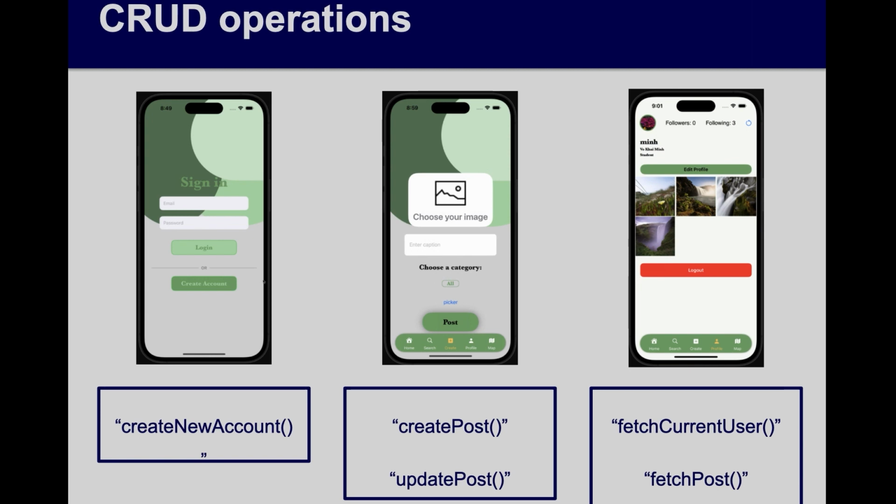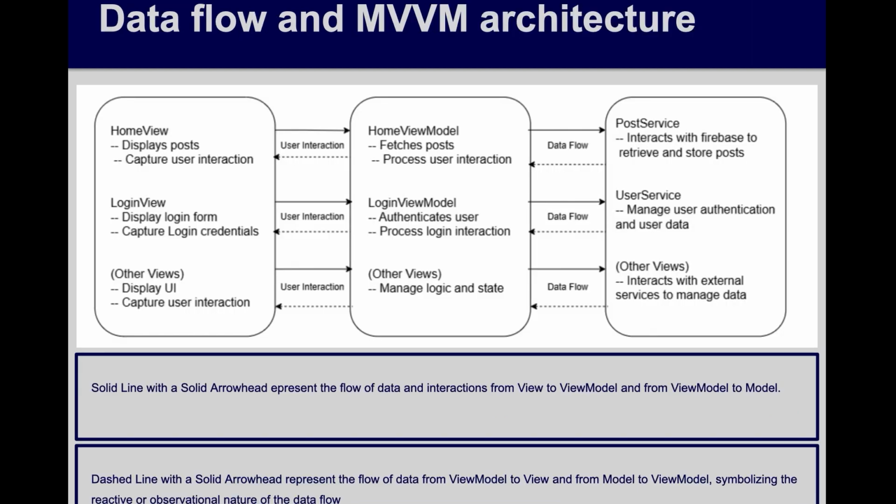Moving on to the architecture backbone of our iOS project, which is the MVVM design pattern. The user interacts with the home view and login view in our project. They render the user interface, capture the user interaction, and display the view model data, and the login view receives login credentials from the user and sends them to the login view model.